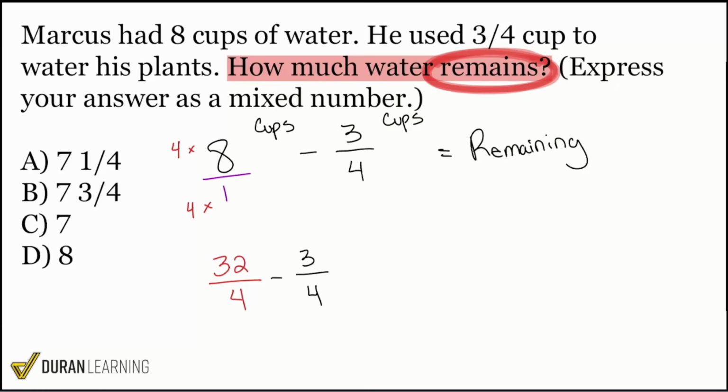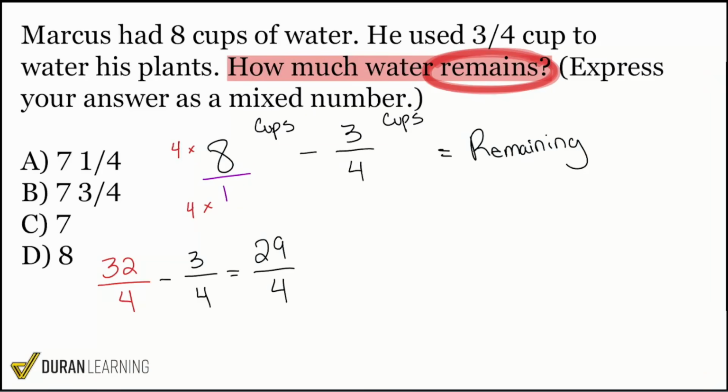Help me out, everybody. Now that we have the same denominator, are we ready and able to perform the subtraction? Oh yeah, absolutely. We're good. Let me just move this off to the side a little bit and finish it up. 32 minus 3, that's going to give us 29, and that'll be over 4. So now that we're here, I want to remind you that this problem says, hey, express your answer as a mixed number. So because of that, who remembers how to take an improper fraction and turn it into a mixed number?